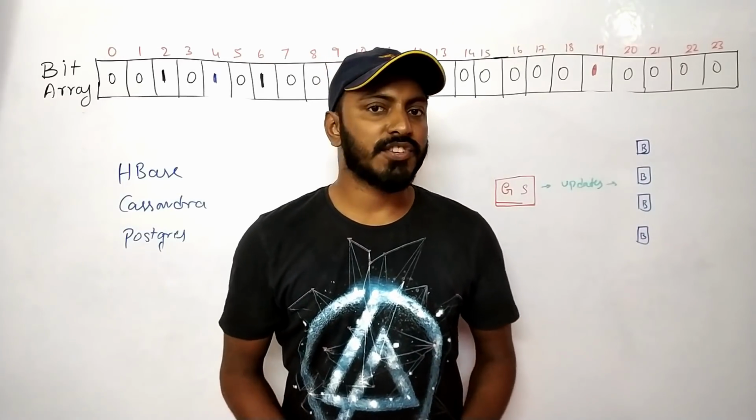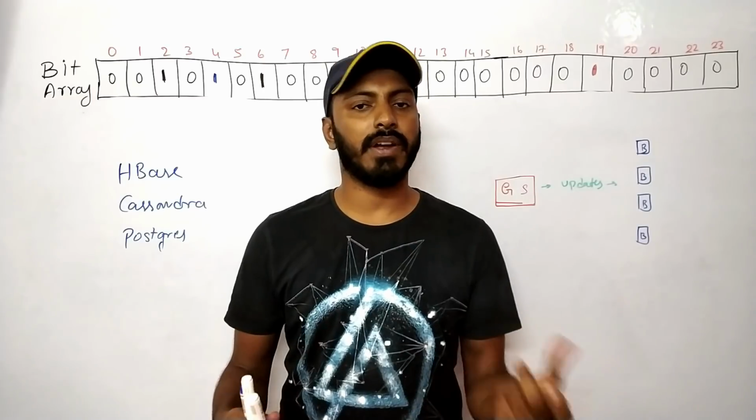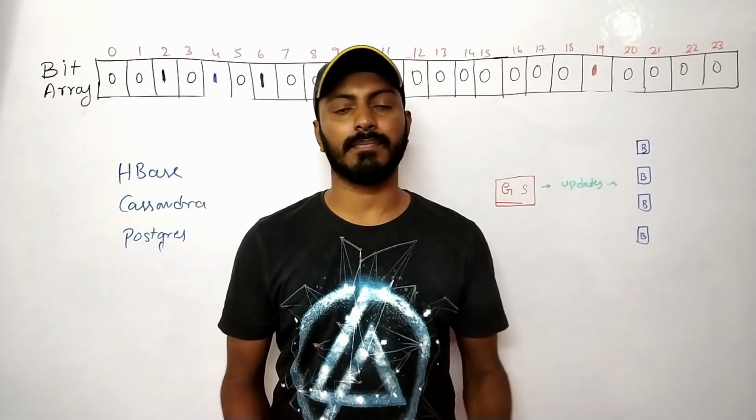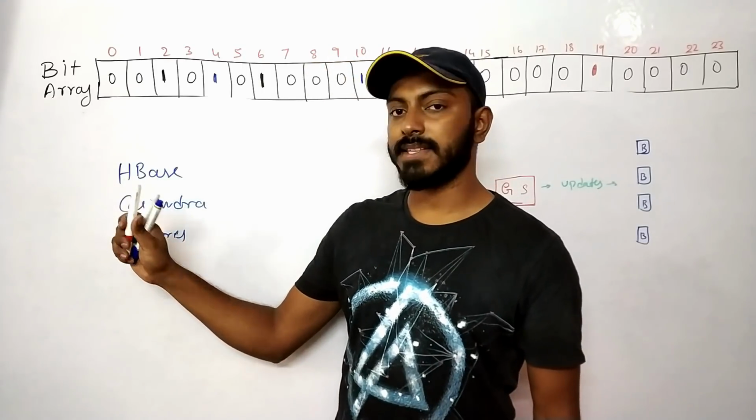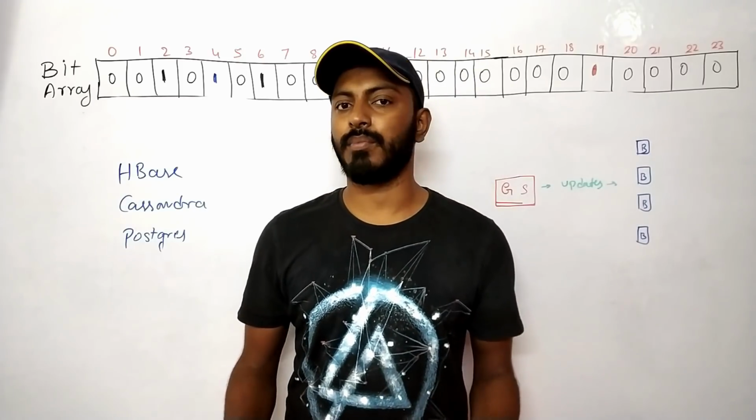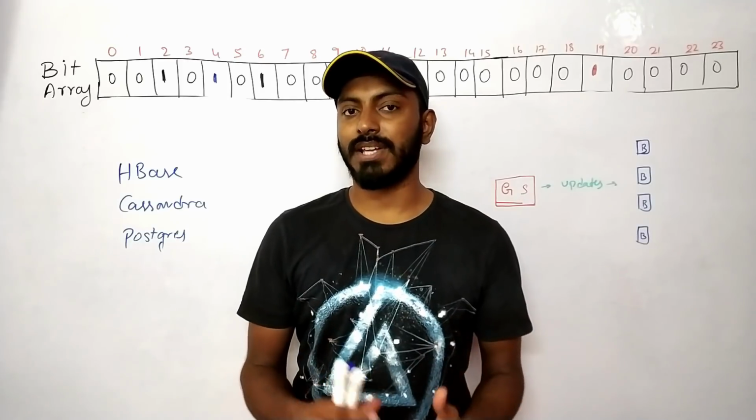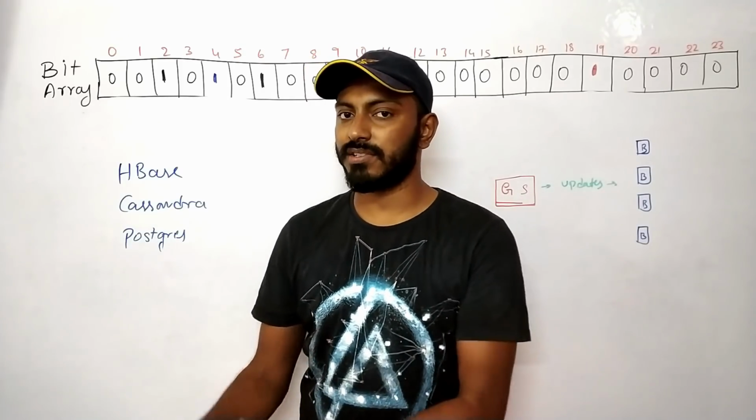So what are the applications of Bloom filter? Bloom filter can be used anywhere you want to check whether a particular record is already present in our system or not. Say, for example, Apache HBase, Apache Cassandra, and Postgres databases are already using Bloom filter to make sure that a particular record exists.